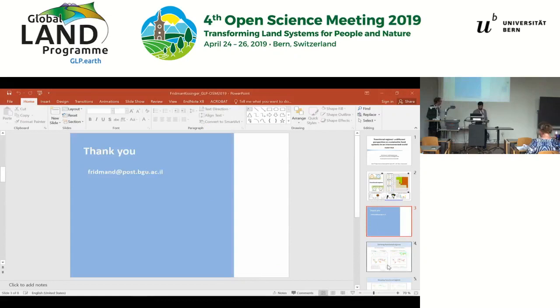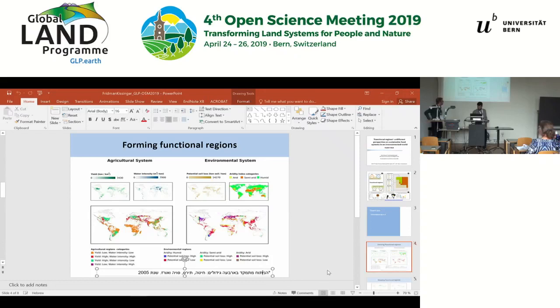It's in Hebrew. I have a Hebrew slide. Basically, these are the data sets we used. On the left is the agricultural system. Yield comes from the spatial production allocation model for the year 2005, now available also for 2010. Water intensity is from WaterStat, an orchestra data set. There are more, I think you know.